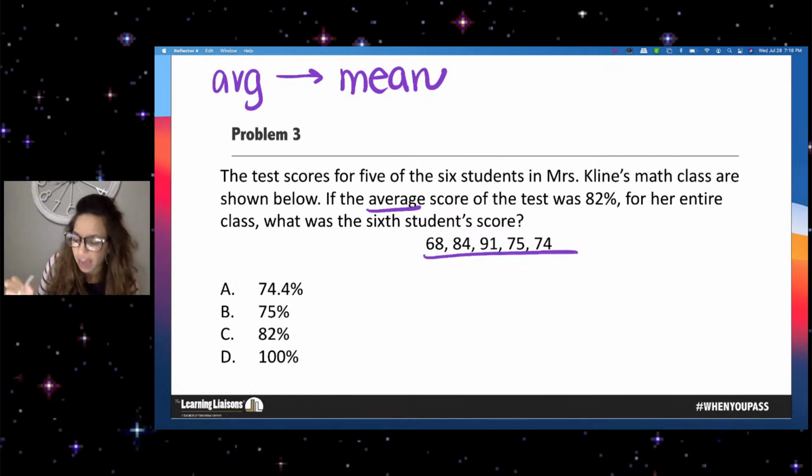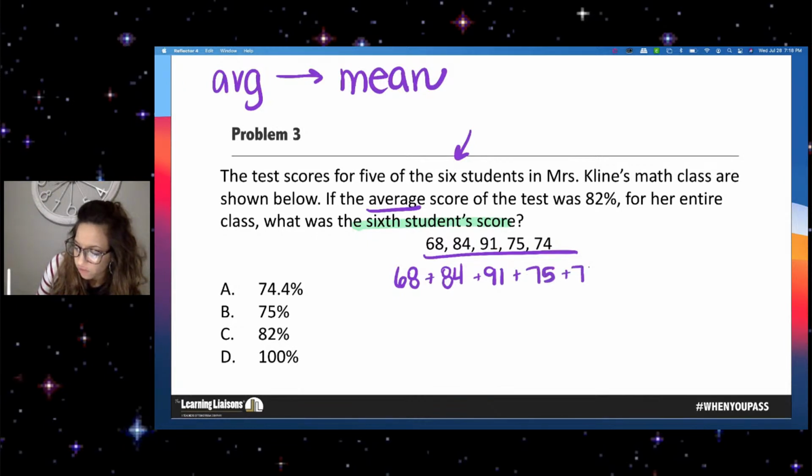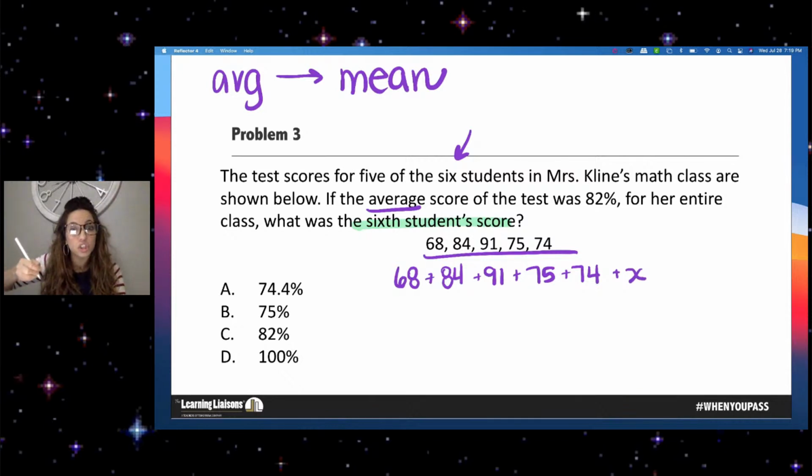We have 5 scores, but there's 6 students in her class. So how are we going to do that? Because we're looking for that 6th student's score. So what we really need to do is think about how to add that student's score in. We have 68 plus 84 plus 91 plus 75 plus 74 plus X. That's the 6th student's score.